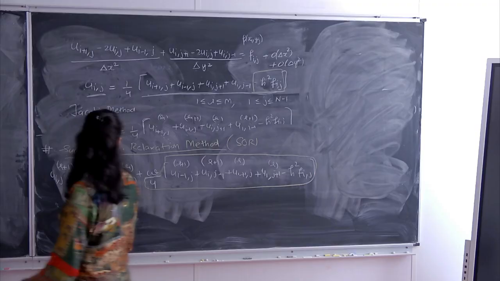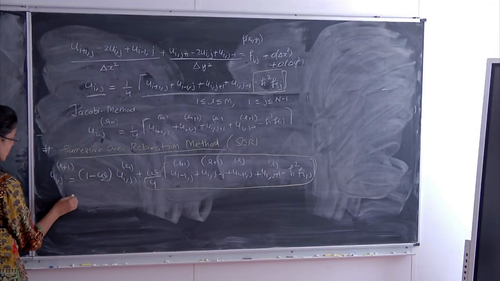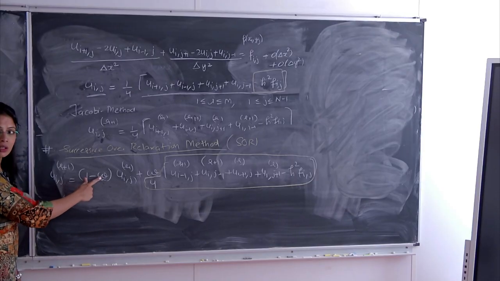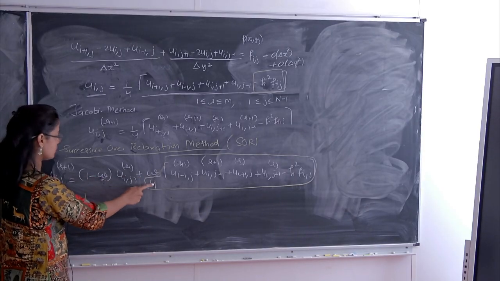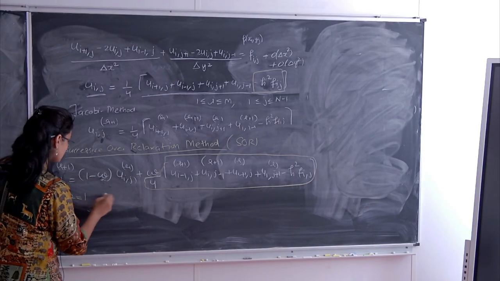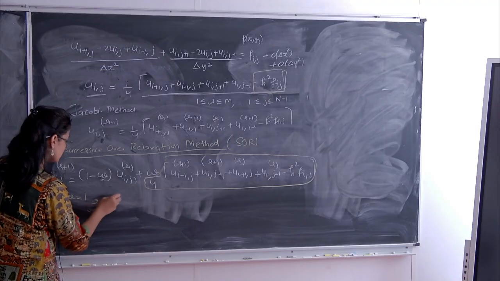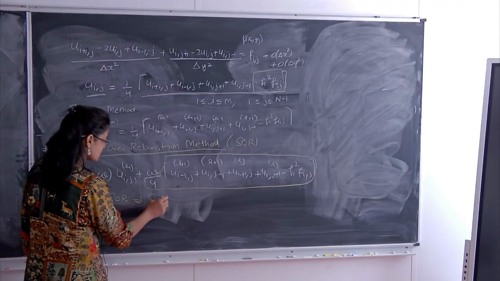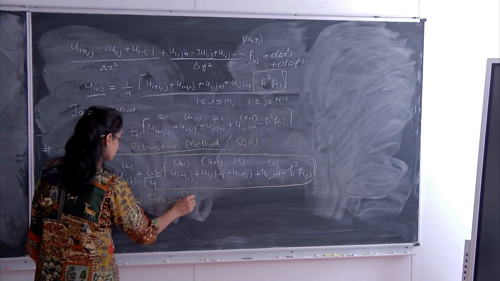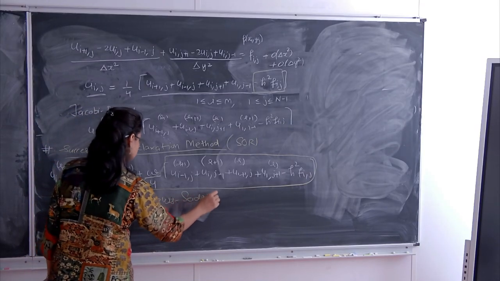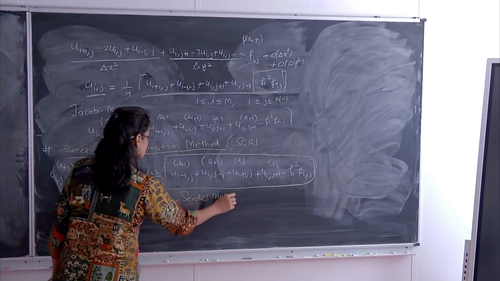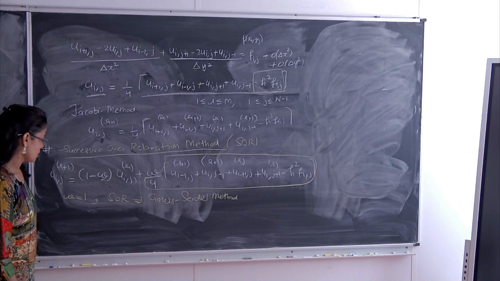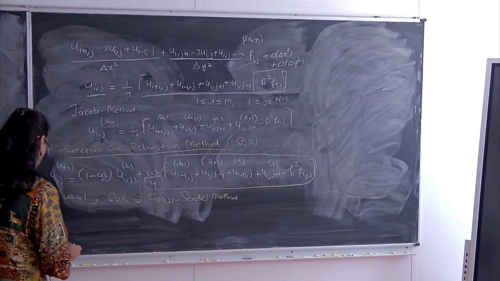You can see, when your omega is 1, what will happen to this formula? If your omega is 1, it will be nothing but the Gauss-Seidel method. Let me write down here that when omega is 1, your SOR method becomes the Gauss-Seidel method.